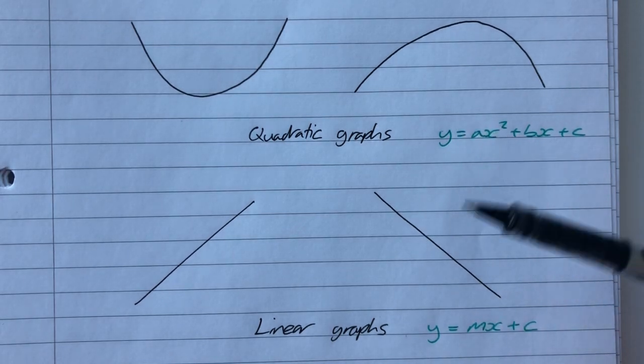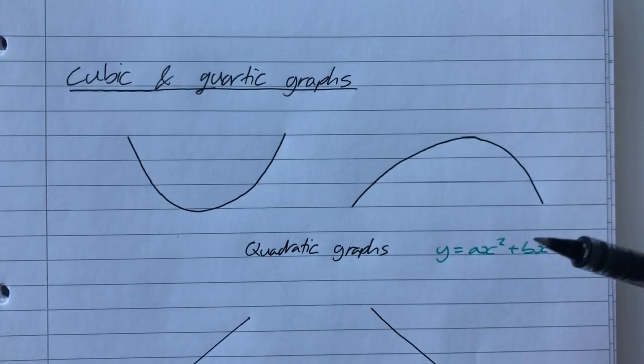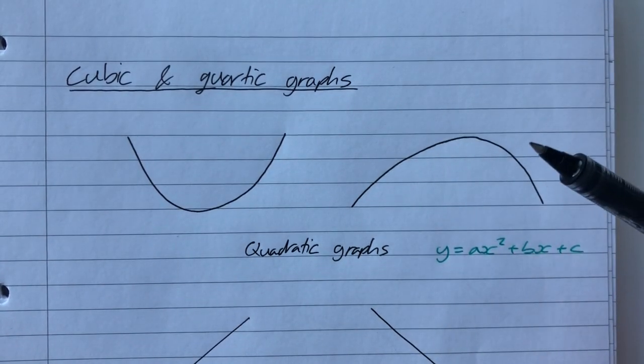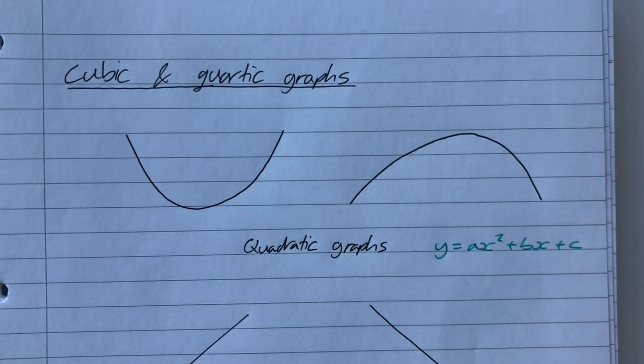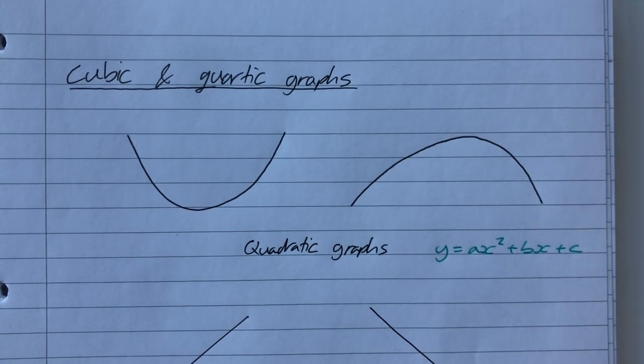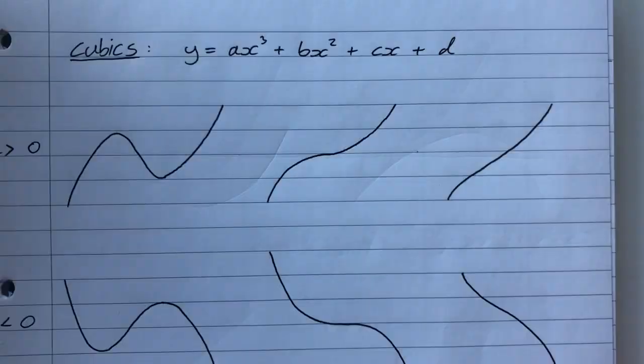So a step up from that, you have linear, then quadratics. The next one is called a cubic, and then the one after that is called a quartic. You could keep going, so order 5 would be a quintic, hexic, septic, octic, nonic, decic, and so on. But we only study up to quartic on this course.